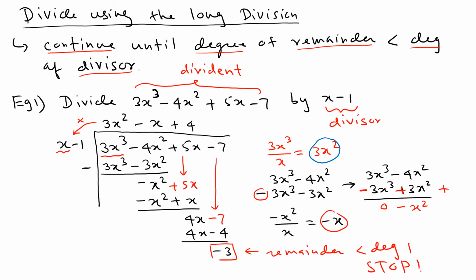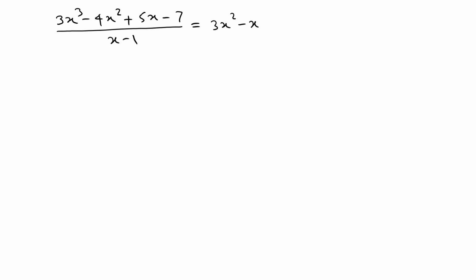So if you divide 3x cubed minus 4x squared plus 5x minus 7 by x minus 1, you get a quotient of 3x squared minus x plus 4. What you get on the top is the quotient, and you get a remainder of negative 3. Since we divide, we can write this as negative 3 over the divisor. We write the divisor here. This is one way, version 1.